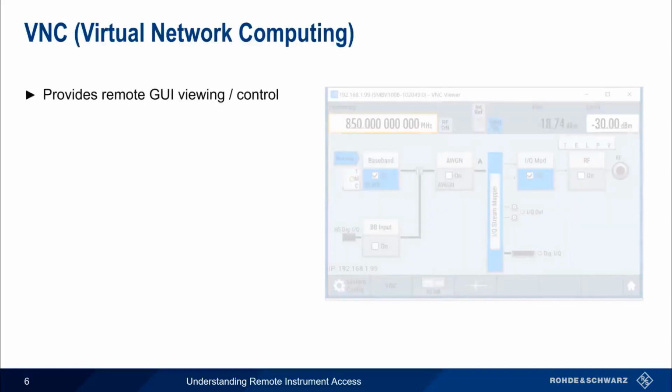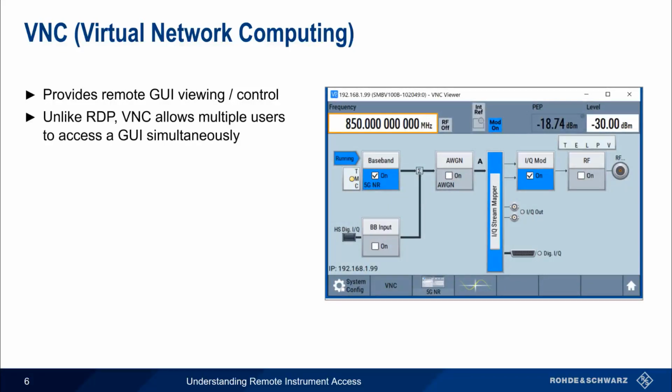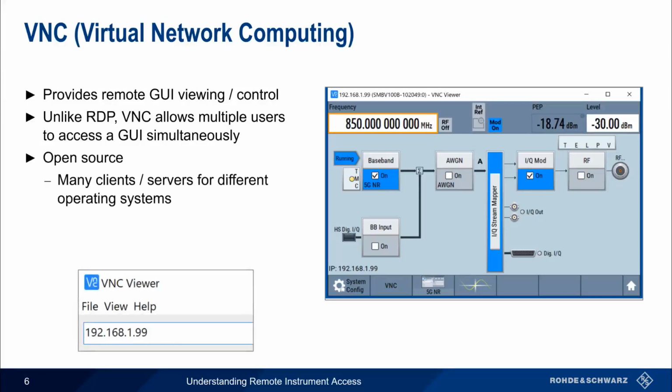VNC is very similar to Remote Desktop in that it provides remote GUI viewing and control. But unlike RDP, VNC allows multiple users to access a GUI simultaneously. VNC is open source, and there are many clients and servers available for different operating systems. In particular, VNC is often used for remotely accessing instruments that do not have a Windows-based interface.